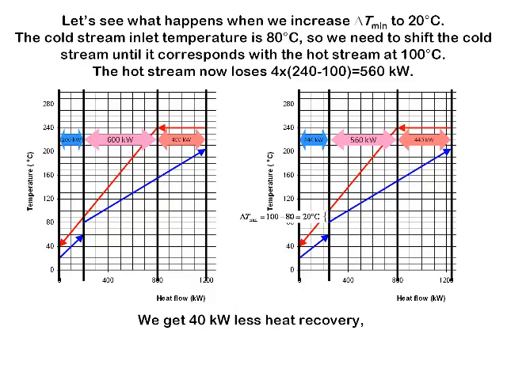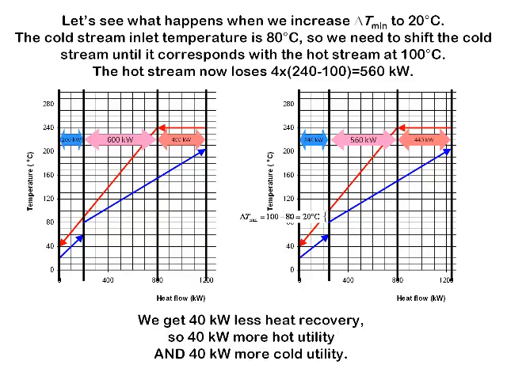So, we've got 40 kilowatts less heat recovery. When our delta T min was only 10 degrees, on the left here we had 600 kilowatts of heat recovery. Increasing the delta T min to 20 degrees has reduced our heat recovery to 560 kilowatts. So that's 40 kilowatts less. So we need 40 kilowatts more hot utility, and we need 40 kilowatts more cold utility. In other words, we pay for the lost heat recovery twice.